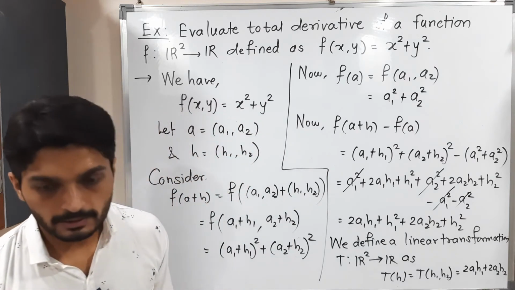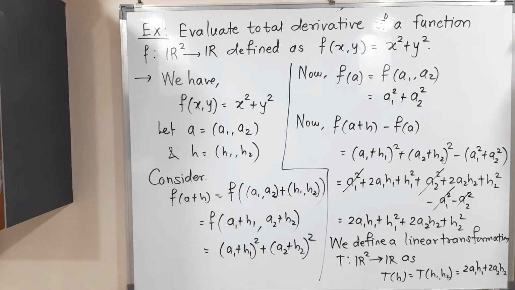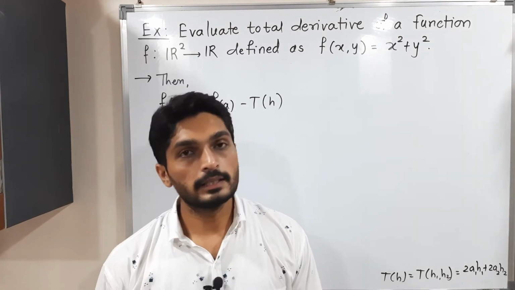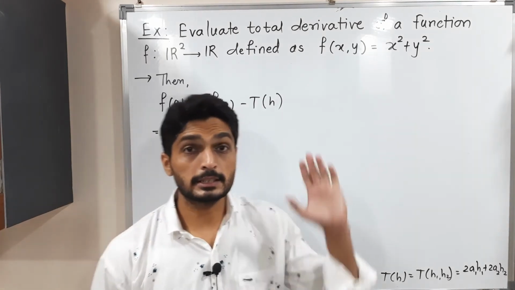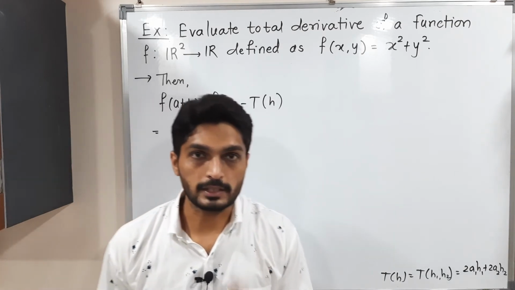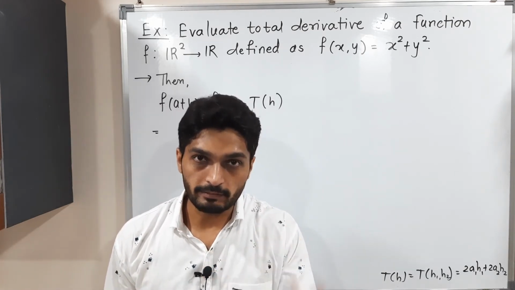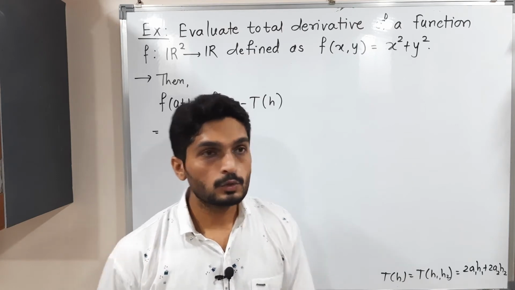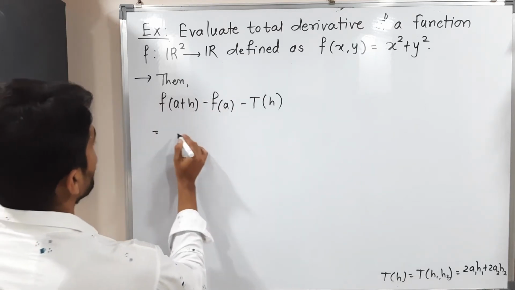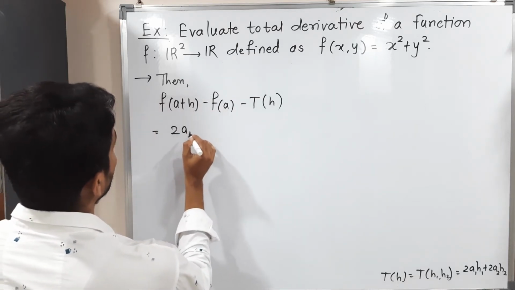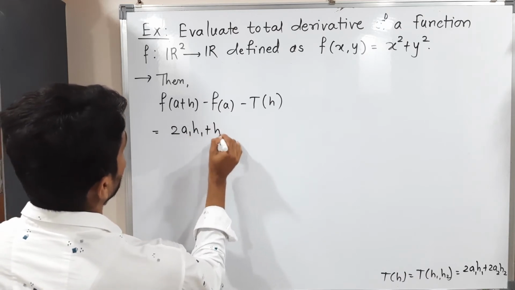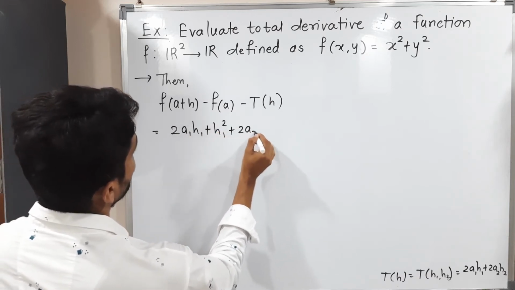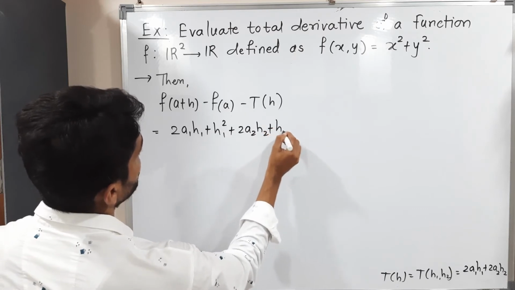After that, you can make a screenshot of it, then we will go further. Let us find the value of f of a plus h minus f of a minus T of h now, since it is involved in the definition. f of a plus h minus f of a we have already calculated, that is 2a1 h1 plus h1 square plus 2a2 h2 plus h2 square.